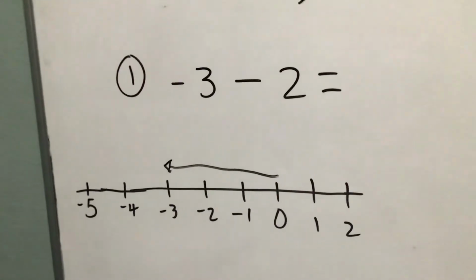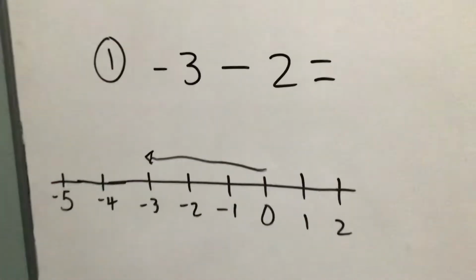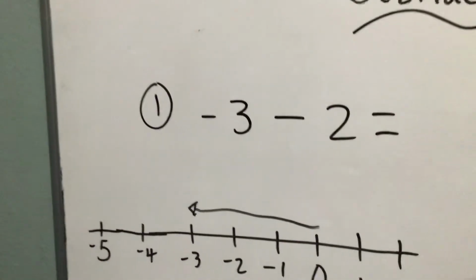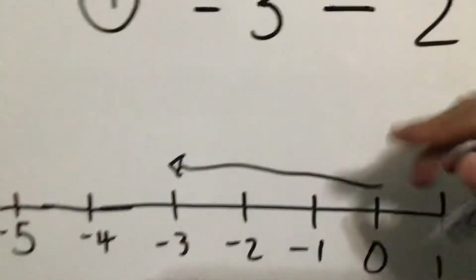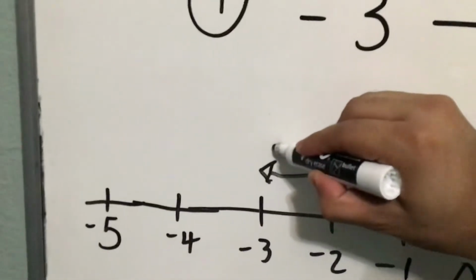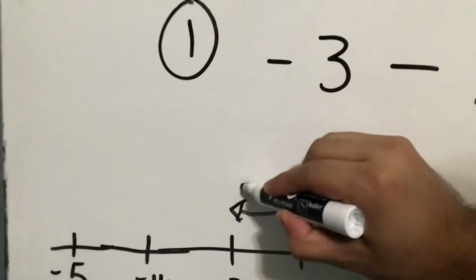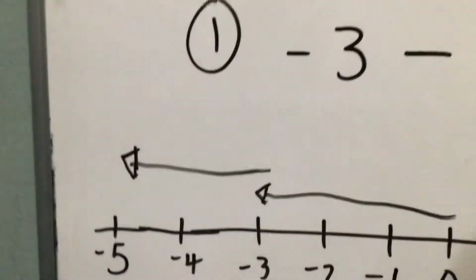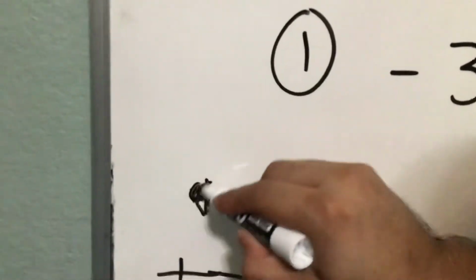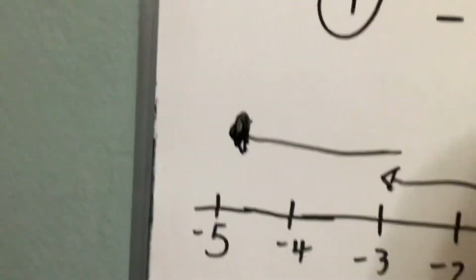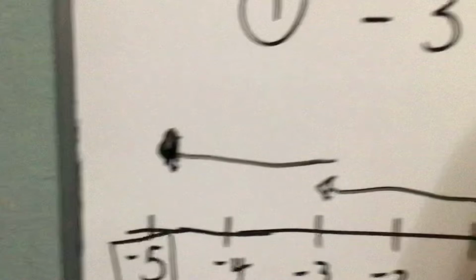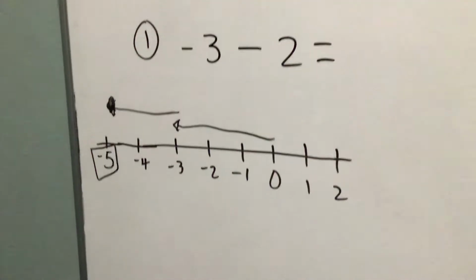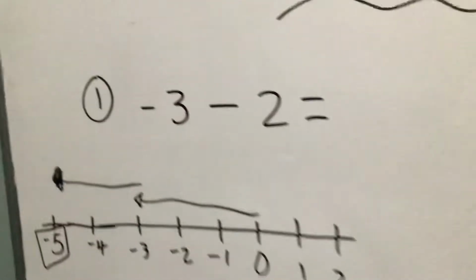And then we are taking away 2. So when we take away, that means we're subtracting. So that means we still go to the left another 2 places. So from -3, you take away 2, so you go 2 to the left. And that means that your ending point will reflect your answer. And your answer comes up to be -5.